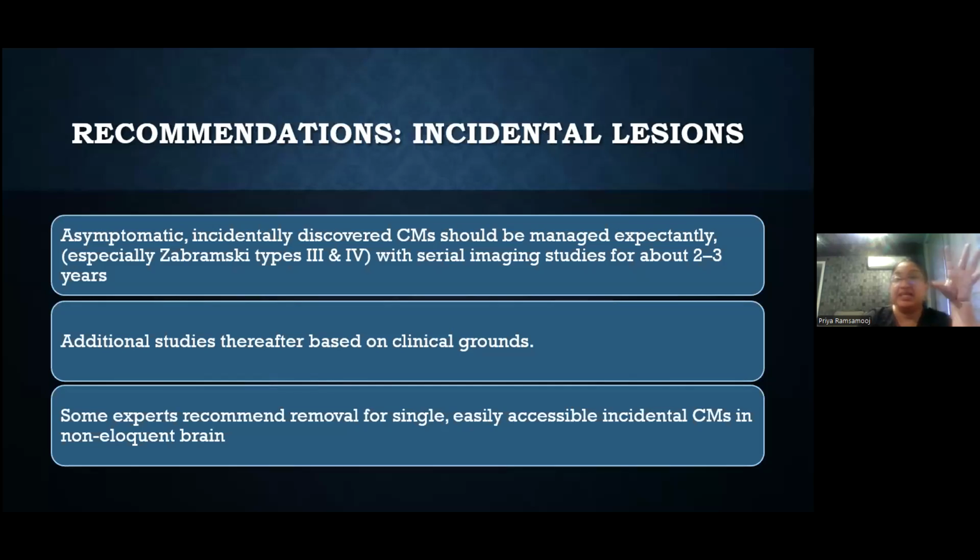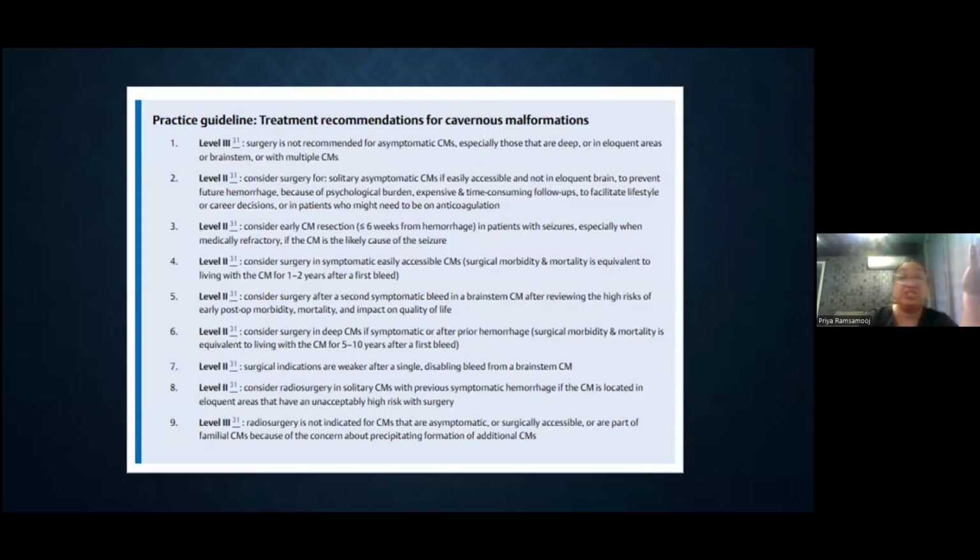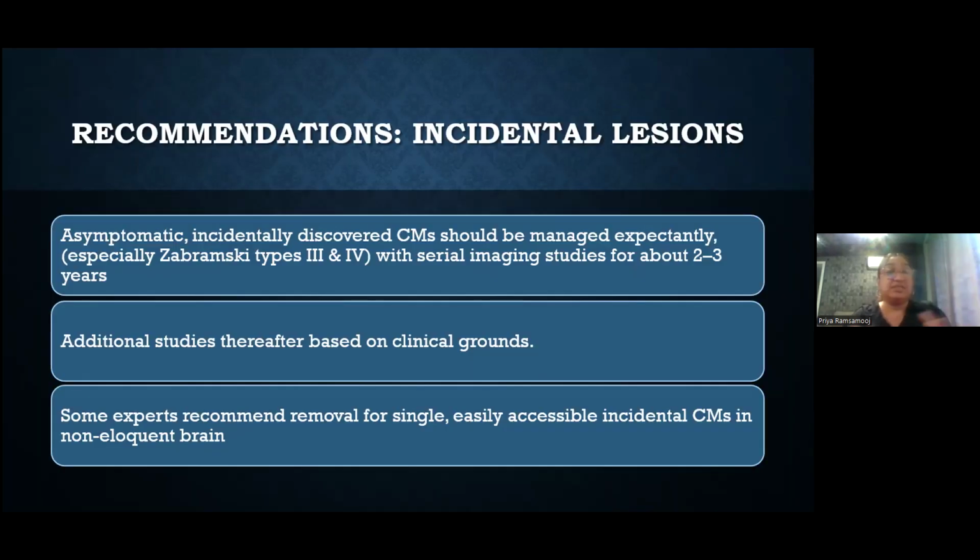So as it pertains to incidental lesions now, because remember, all of these guidelines I just showed you were for patients presenting with intracerebral or intraventricular hemorrhages, right? So if it's an incidental lesion, then what do we do? They've thought that, listen, types 3 and 4 in particular, asymptomatic, incidentally discovered, we can do serial imaging studies for about 2 to 3 years. And you do additional studies thereafter based on your clinical grounds. I mean, some experts are still recommending removal for single, easily accessible incidental CMs in a non-eloquent area of the brain.